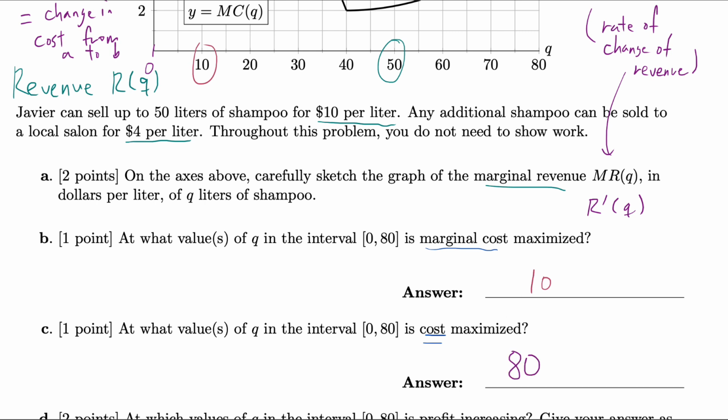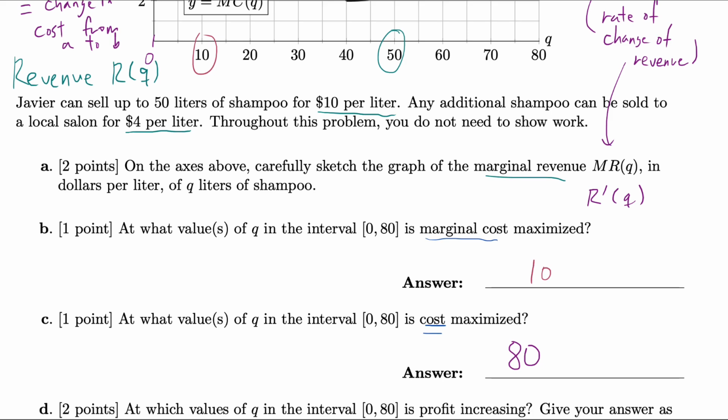So the answer to part C is simply 80. And I guess another common sense way of thinking about this is as we're making more quantity, surely the total amount of money you're spending increases. So if you want to maximize the cost, then you want to make as many quantities as you can, which in that case is 80. So this should hopefully make common sense.